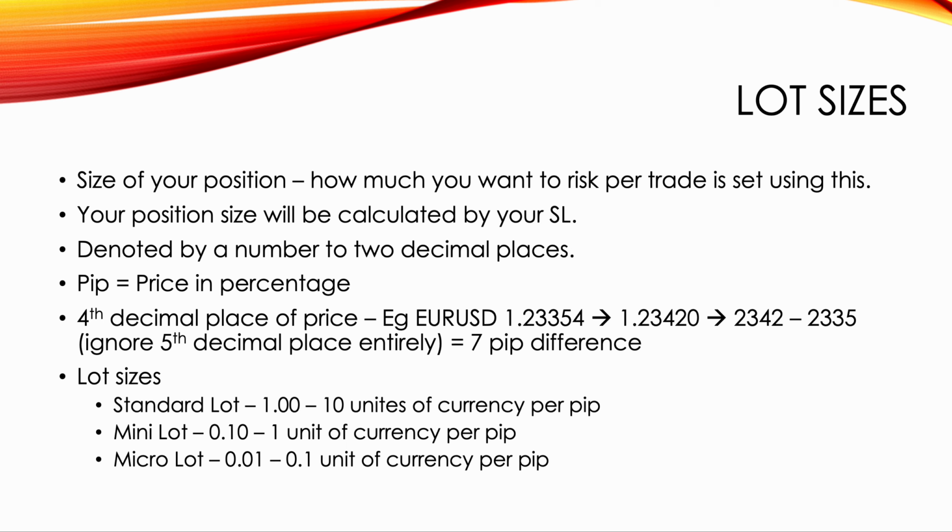Don't worry about the 1 point whatever. You just take the 4 digits after the decimal place, you go 1, 2, 3, 4, take those numbers, you subtract them, and you've actually got a 7 pip difference there. Okay, so that's all pips are. It's just a way to gauge price moving.